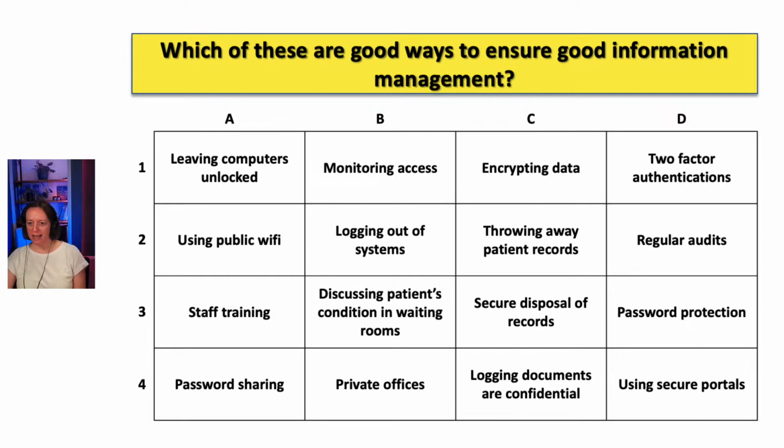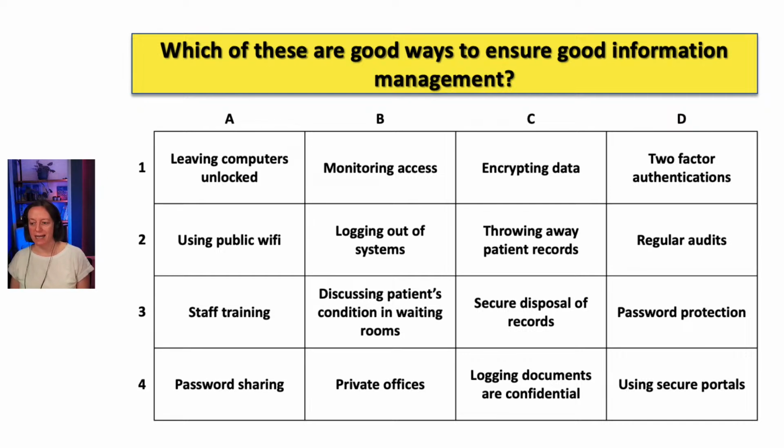Mia's saying A3, staff training. Yep, absolutely. So you need to ensure that your staff are regularly updated and trained into how to manage information in the best possible way, how to keep things secure and safe. I would add B1, so monitoring access, so keeping a check on who is accessing what to make sure people aren't accessing what they're not supposed to.